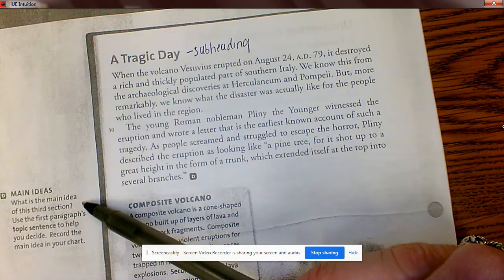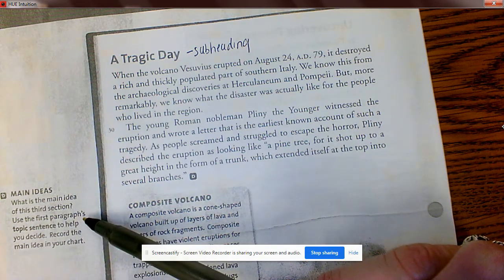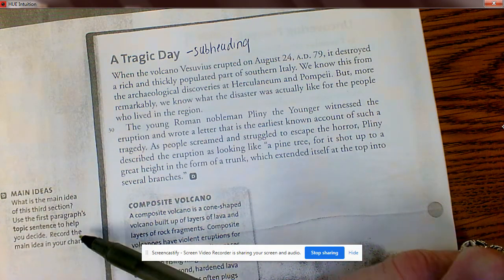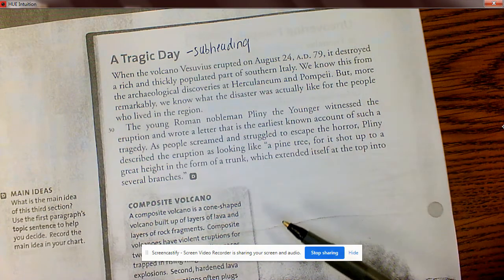Main ideas. What is the main idea of this third section? Use the first paragraph's topic sentence to help you decide. Record the main idea in your chart.